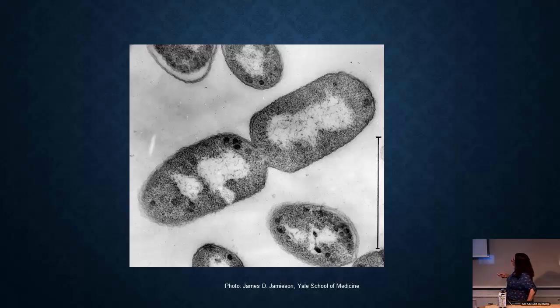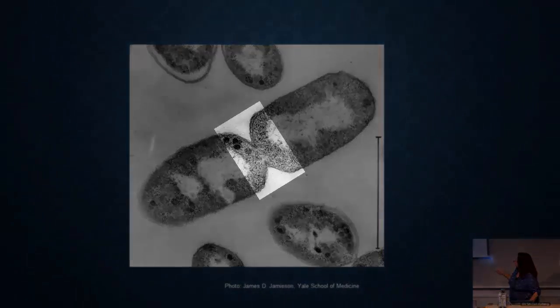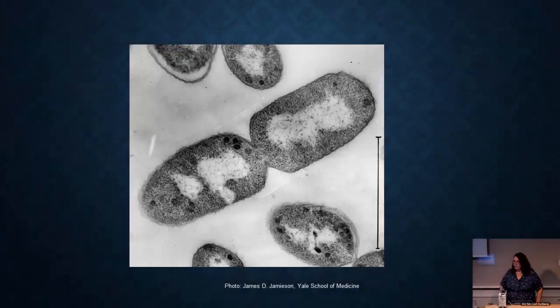What you're looking at here is another kind of electron micrograph, where this is a cell about to divide. The white stuff here is DNA, that's its chromosome on both sides. All those little black dots are ribosomes. So that's why I said there's so many ribosomes in the cell. And it's going to divide along here very soon. Any questions about that?